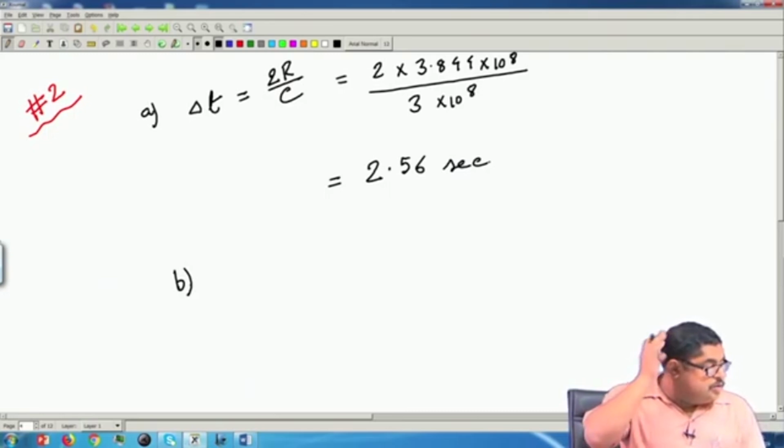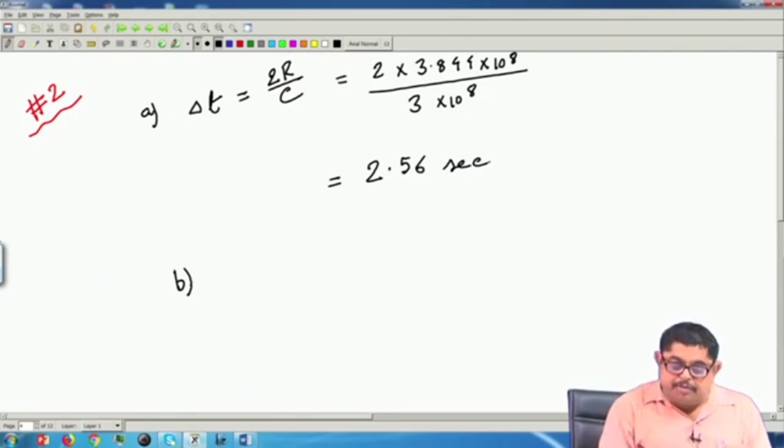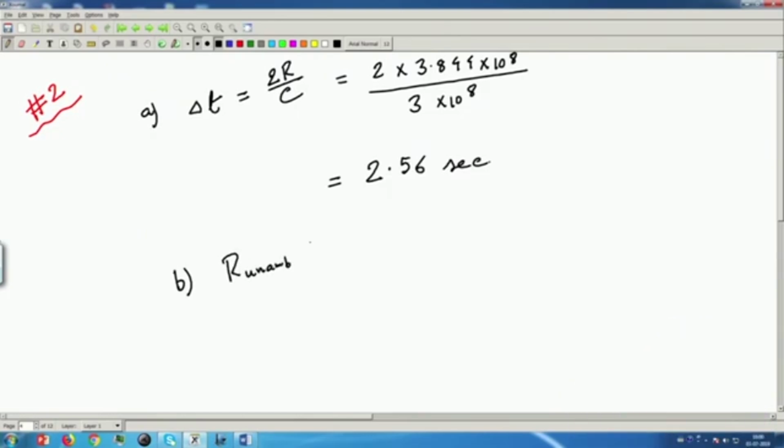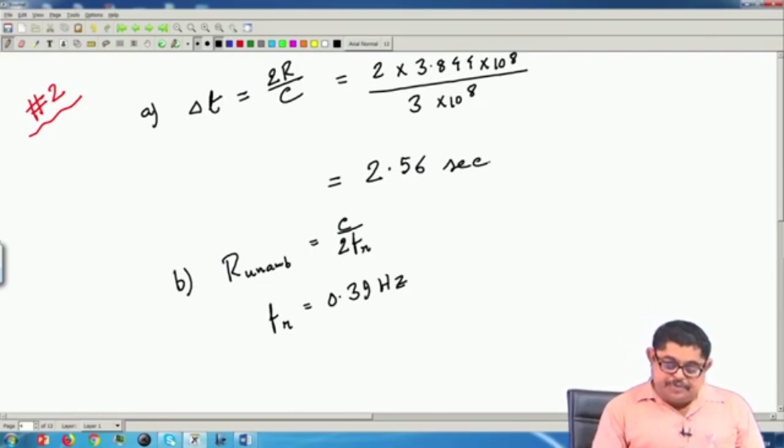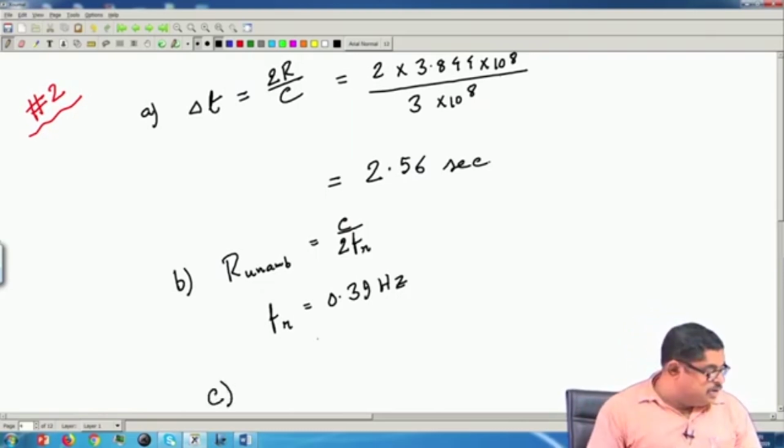And what is the PRF? In problem 1 also we have done that. We will use R unambiguous is c by 2 fr, so from here we will find the fr. So, fr is 0.39 hertz. Okay. So, that is required, because you have a large time for travel. That is why your PRF cannot be high, that is why it is even less than 1 hertz. Okay, these are reasonable things.